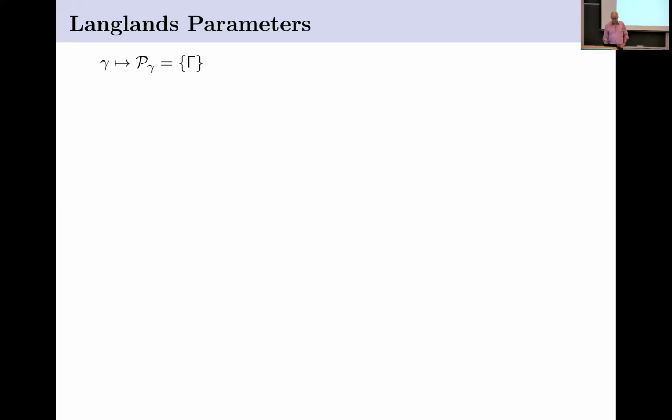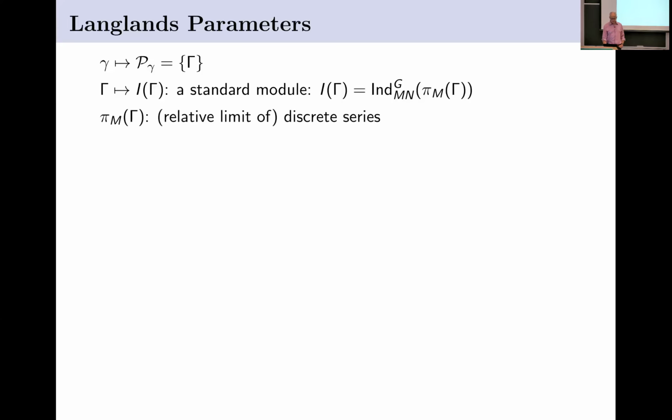So here's how that works. Given a gamma, you get this collection of parameters, and for each parameter, you get a standard module. And a standard module is induced from a limit of discrete series on a real Levi factor.